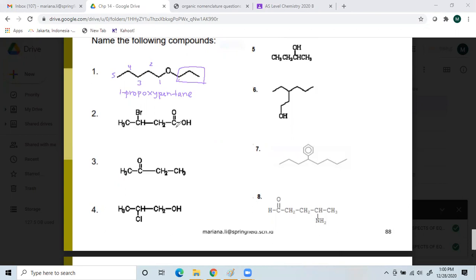For number 2, we have a carboxylic acid group at the first carbon and a halogenoalkane at the third carbon. So the name would be 3-bromobutanoic acid. For number 3, this is a ketone because RCOR. But if I change the position, the CO still becomes number 2, right? At the second carbon. So you don't need to state the number. So the name would be butanone.